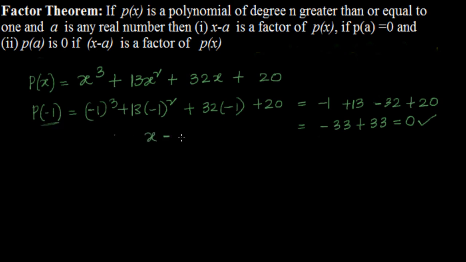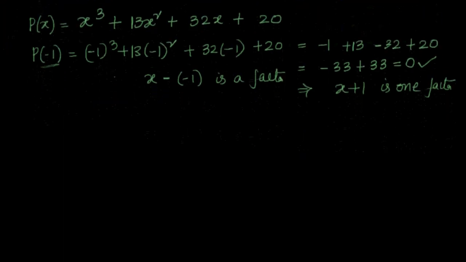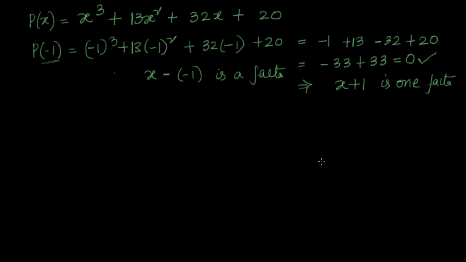That means x minus of minus 1 is a factor, which is nothing but x plus 1 is one factor. So I know that x plus 1 is one factor. I need to get two more because it's a cubic polynomial. I should have three irreducible factors. Now what I will do is I will try to simplify this and see if I can get x plus 1 as common from here.